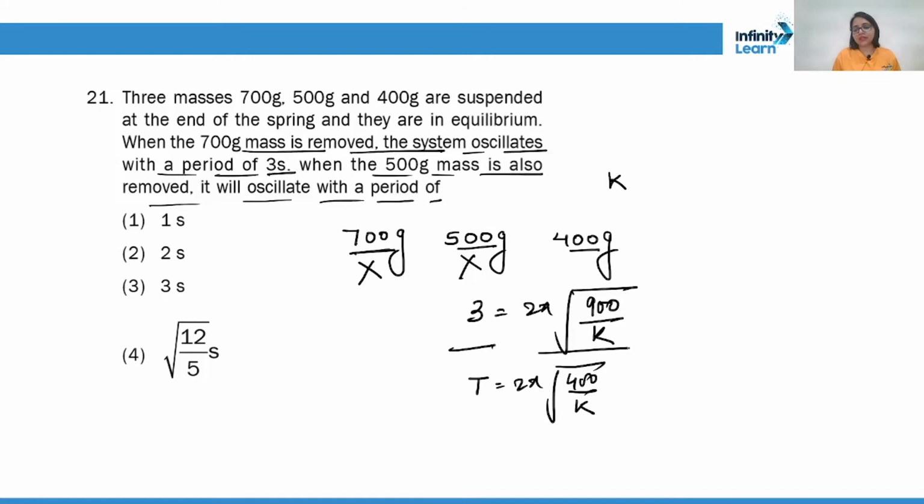So let's divide these two equations. So we'll get 3 upon t equals 2 pi cancel, under root k will cancel under root k. So we have under root 900 divided by under root 400, which is 30 divided by 20, right? So time period will be 2 seconds. The new time period will be 2 seconds, which is option 2.